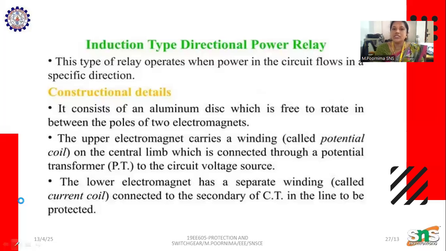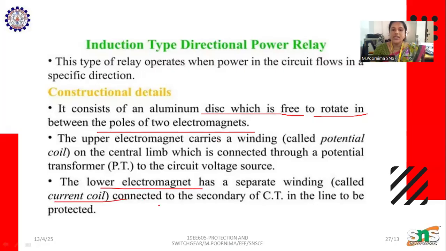Coming to the construction details, it consists of an aluminum disc that is free to rotate between the poles of two electromagnets. The upper electromagnet carries the winding called the potential coil, and the lower one is called the current coil. The upper coil is the potential coil, and the lower coil is the current coil.